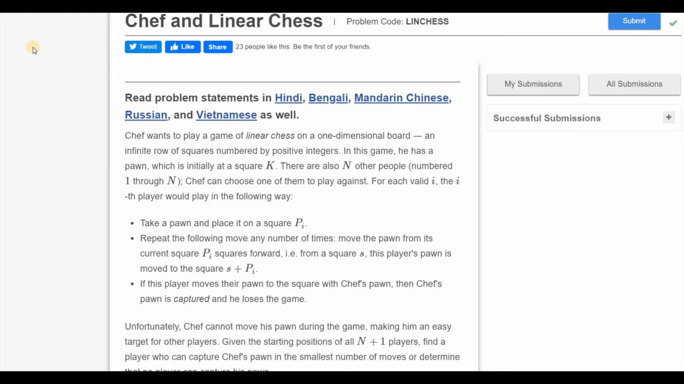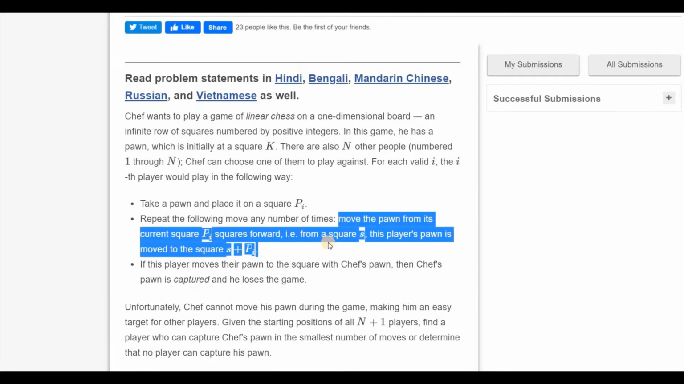Basically, chef and some other players are playing a game called linear chess. It is a one-dimensional board. So chef has his pawn at some square, let us say the kth square, and there are many persons whose pawns are at their respective positions. Now we need to find which person's pawn is able to capture chef's pawn in the minimum number of moves. Here, a move is defined as moving the pawn from its current position to the current position plus the position where the pawn is located at the starting of the game.